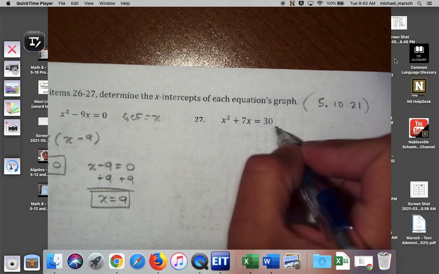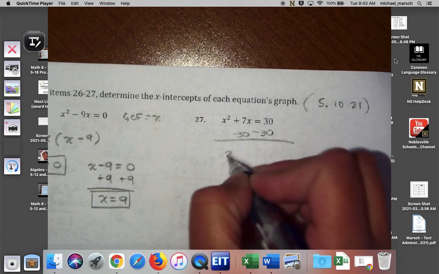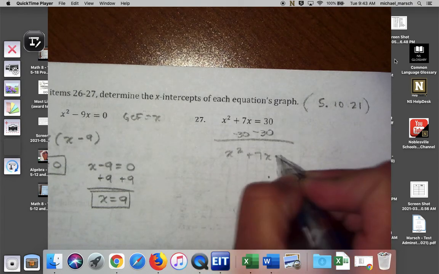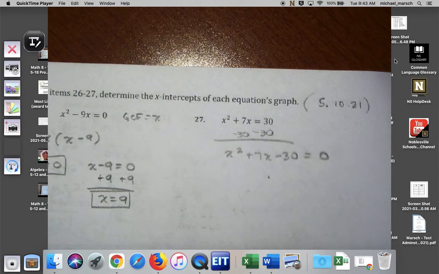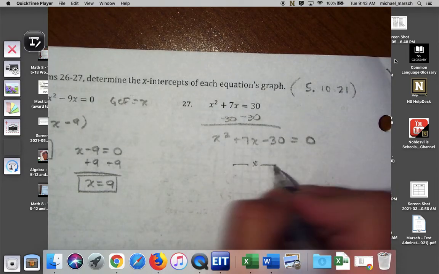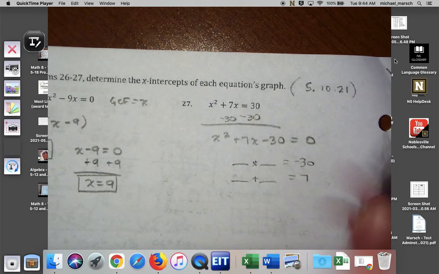For this one, I'm going to subtract 30. So now I have x squared plus 7x minus 30 equals 0. This is nice because I can do what times what equals negative 30, what plus what equals 7.